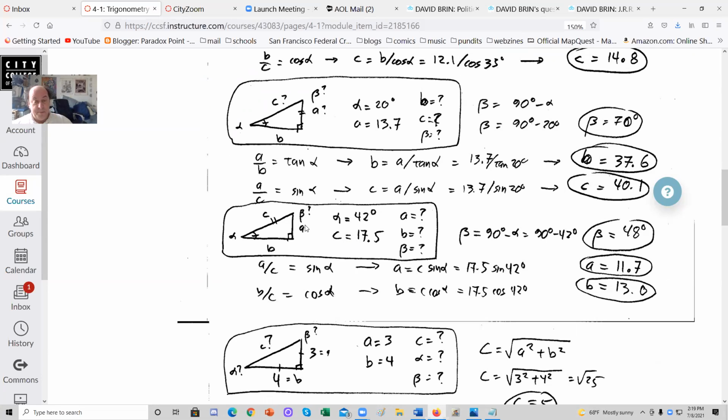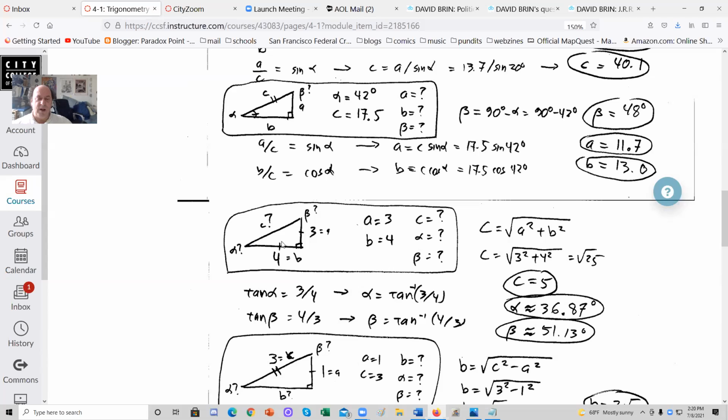Now, to find A, given C and alpha, A over C, that's sine of alpha. B over C, that's cosine of alpha. And then transposing the C, you get A equals C sine alpha. 17.5 sine 42, that's 11.7. B is C cosine alpha, 17.5 cosine 42 degrees, that's about 13.0.